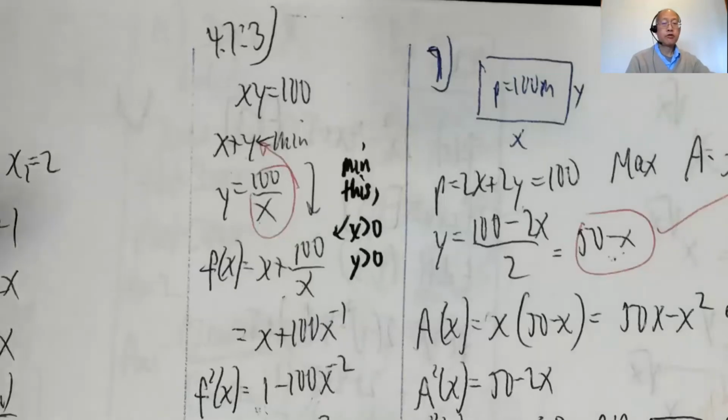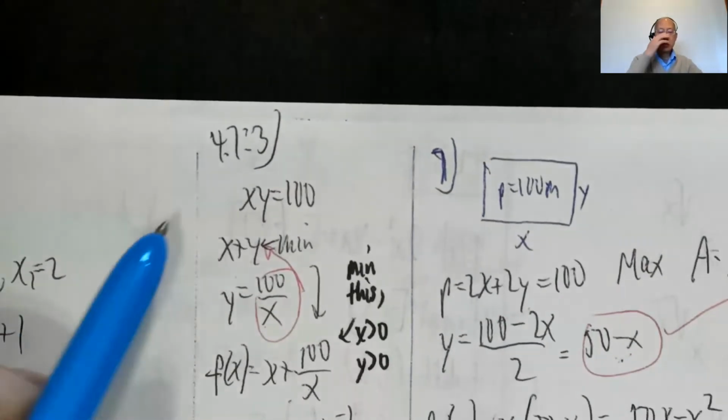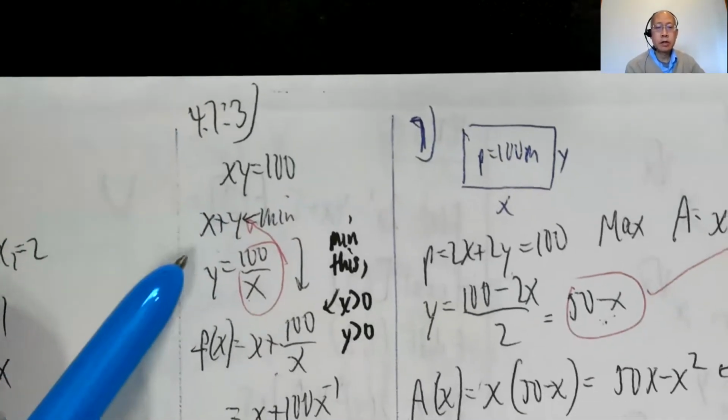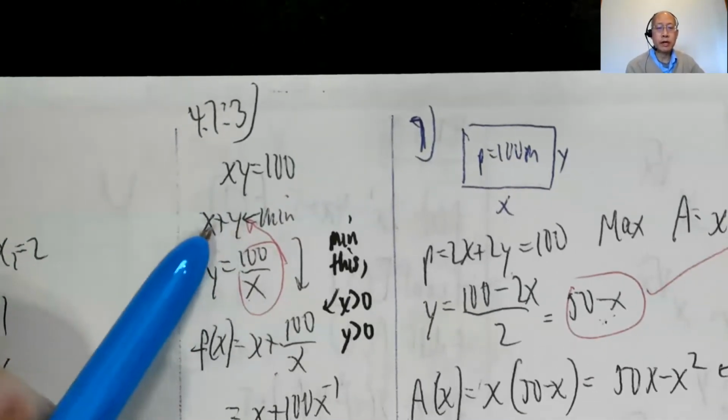These are some review questions from chapter 4. 4.7, number 3. Okay, the product of two numbers is 100. X times y is 100. You're trying to minimize x plus y.